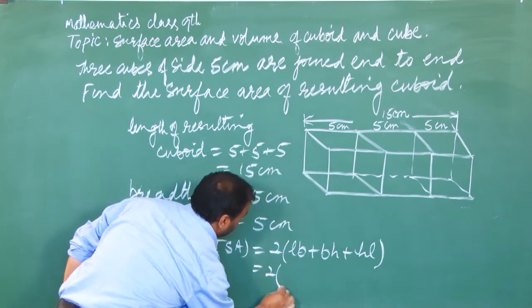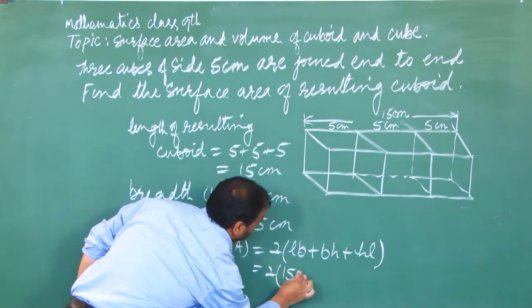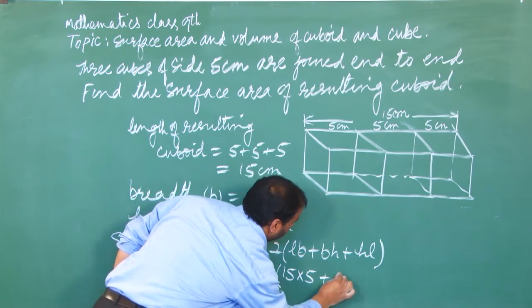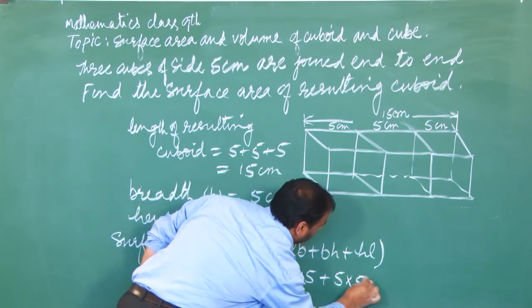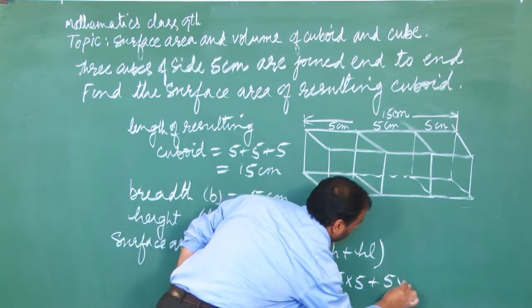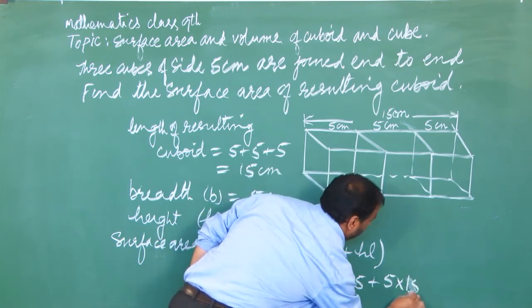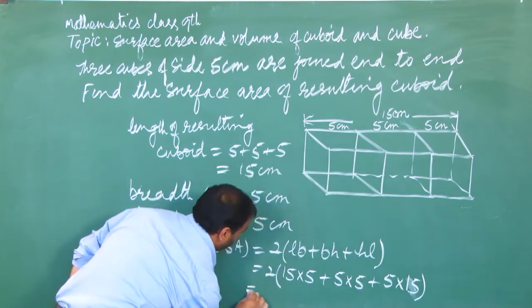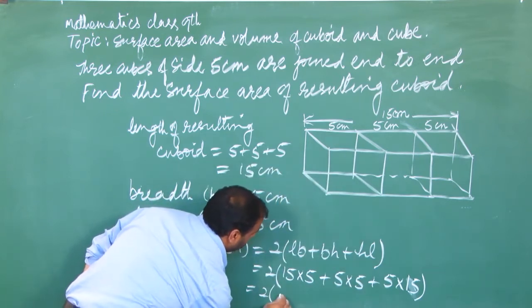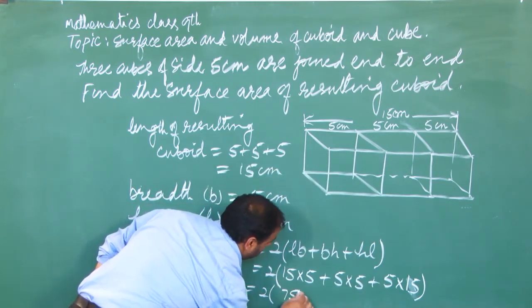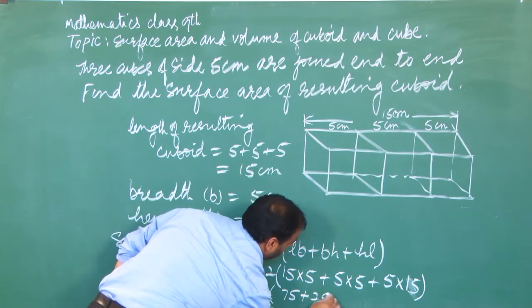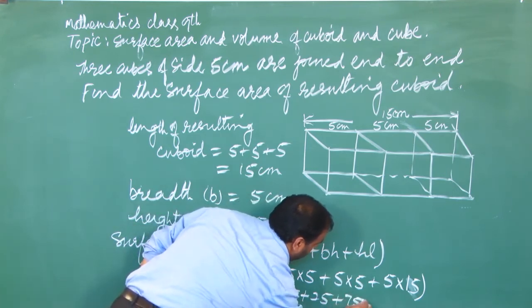2 times length is 15, breadth is 5, breadth is 5, height is 5, height is 5, length is also 5. Sorry, length is 15. So 15 into 5 is 75, 5 into 5 is 25, 5 into 15 is 75.